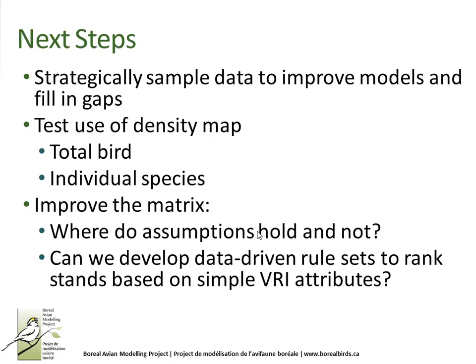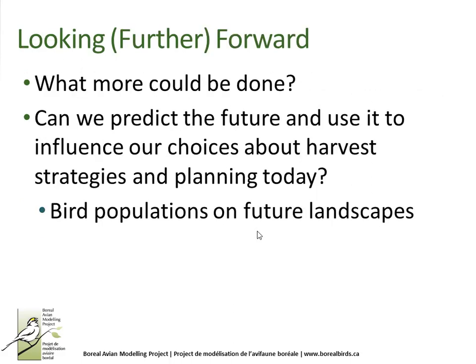Next steps are to strategically sample data to improve the models and fill in gaps. To test the use of the density map, is that a viable tool? Should it be based on total bird? Is there benefit in having individual species maps as well? And Kari alluded to that as well, especially when you're talking species at risk. And then how do we use this information to improve the matrix? Where do the assumptions hold? Where don't we? And can we develop a set of data-based rules to rank stands based on those VRI attributes instead of using assumptions that are based on the literature as they're done now?